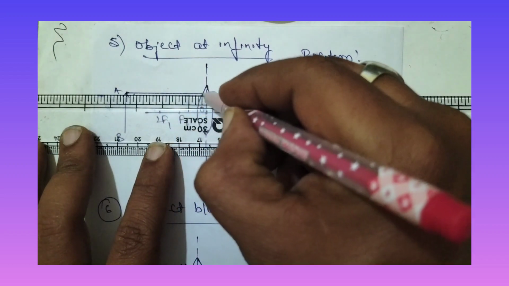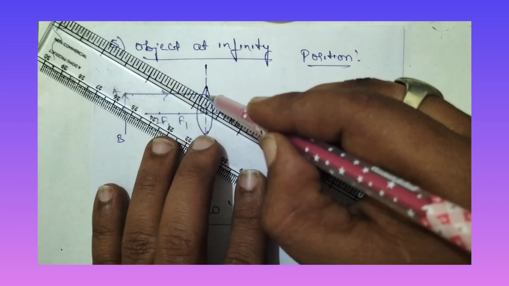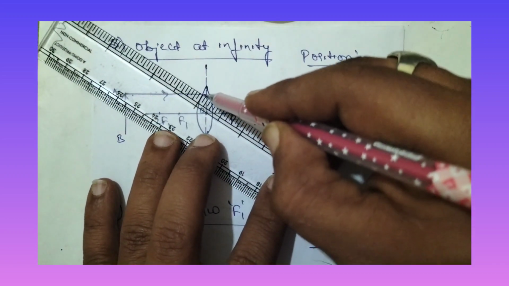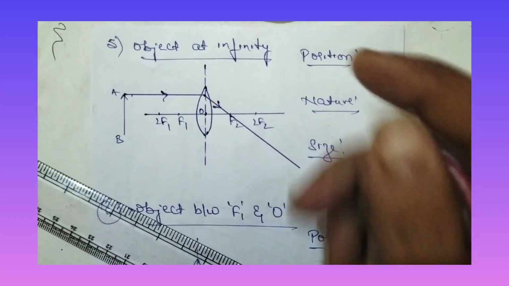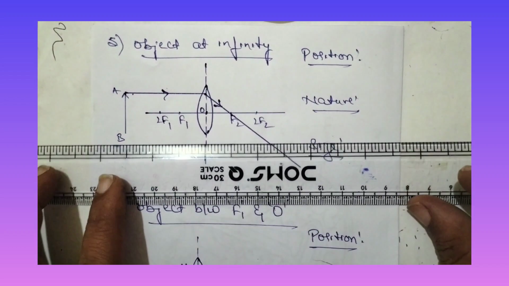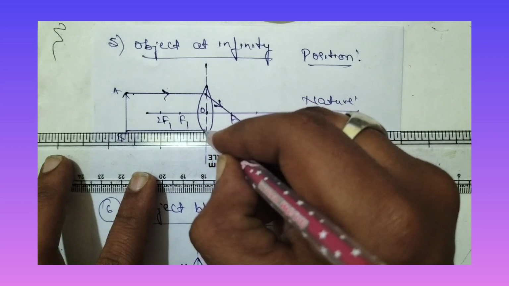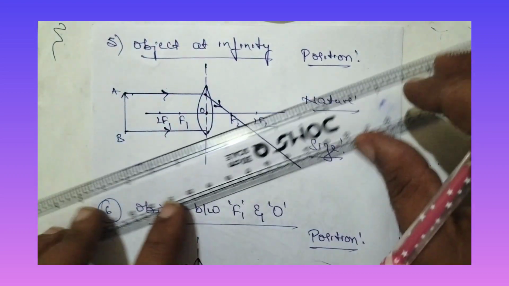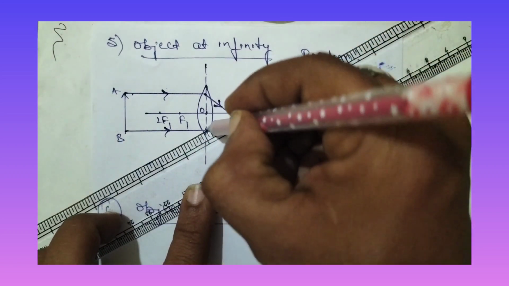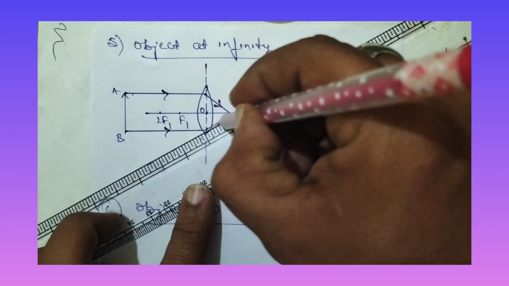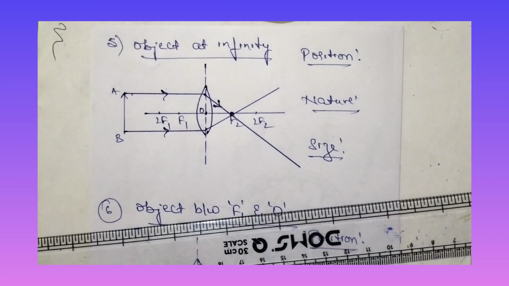The light ray which is parallel to the principal axis, after refraction, passes through the principal focus. Then the second light ray, also parallel to the principal axis, after refraction passes through the principal focus. Where the two light rays meet, at F2, the image is formed.